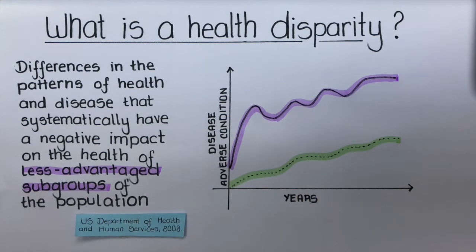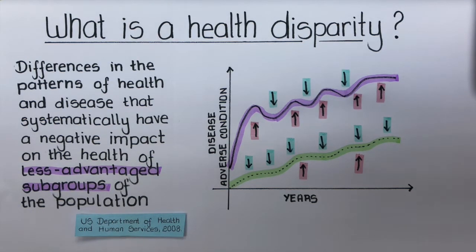The dashed line highlighted in green represents a reference group, and the solid purple line is a less advantaged group. The pink arrows pointing upwards are risk factors, that is, they increase one's probability of having the disease. As we can see, there are many risk factors for the less advantaged group when compared to the reference group. At the same time, interventions that could prevent this disease, here represented by the blue arrows pointing downwards, are much more common in the reference than in the less advantaged group.